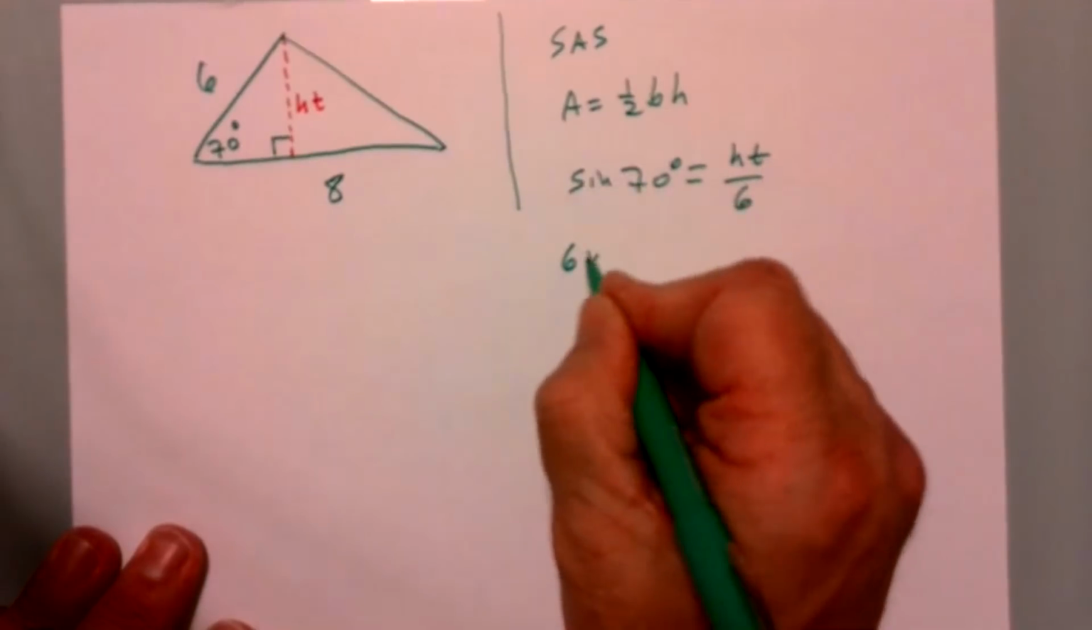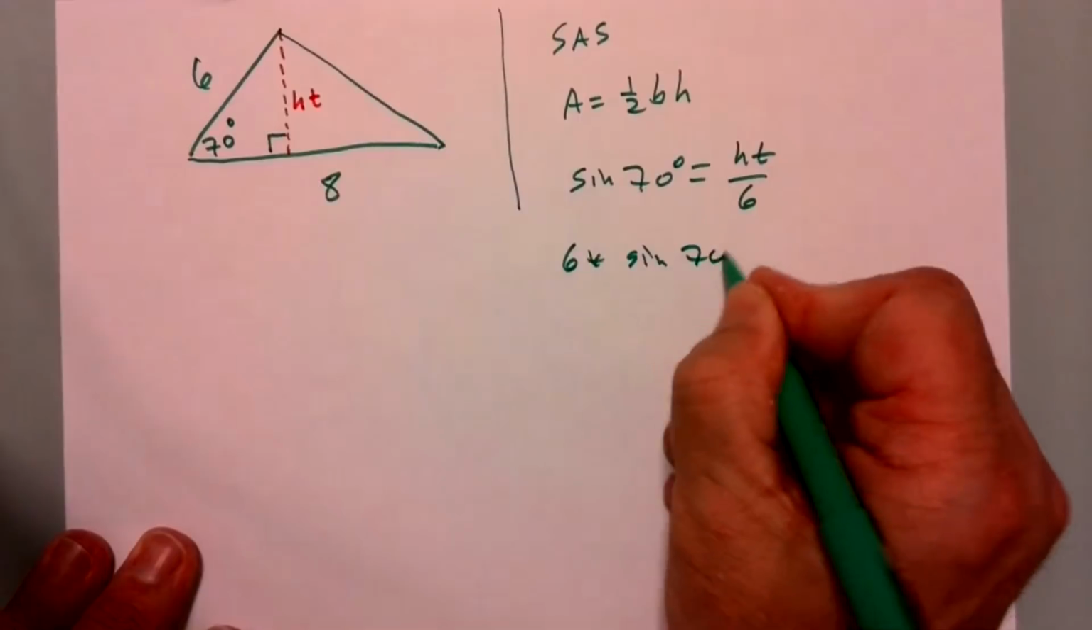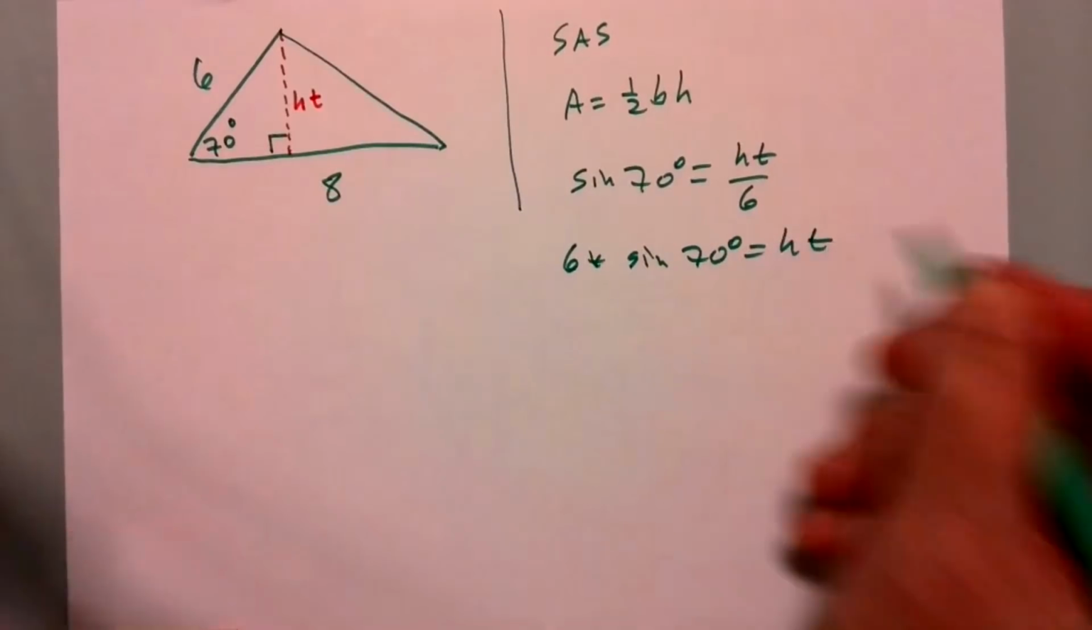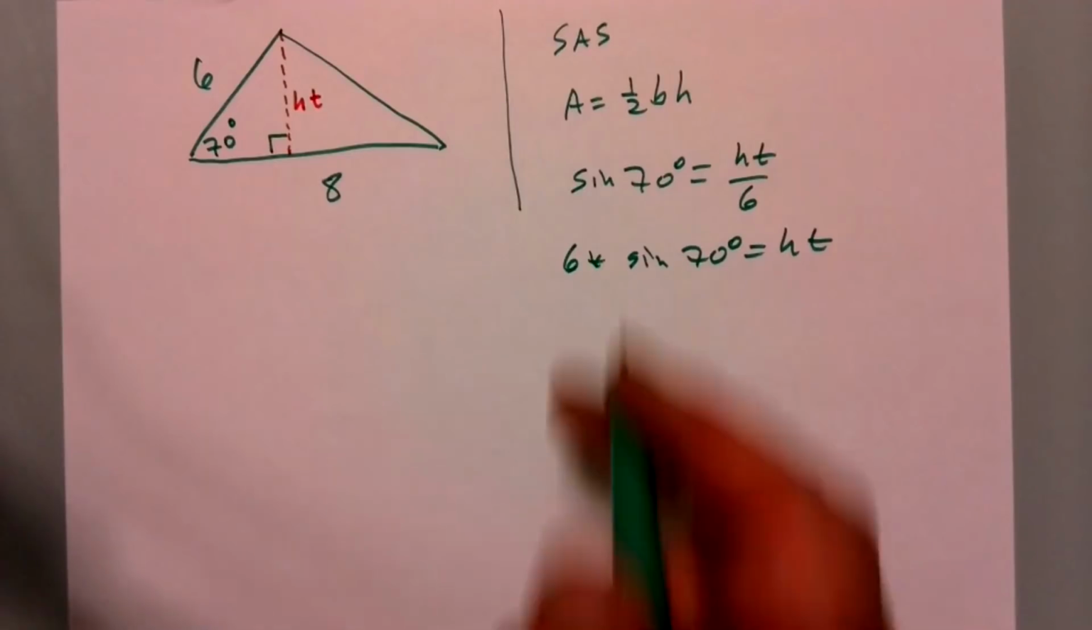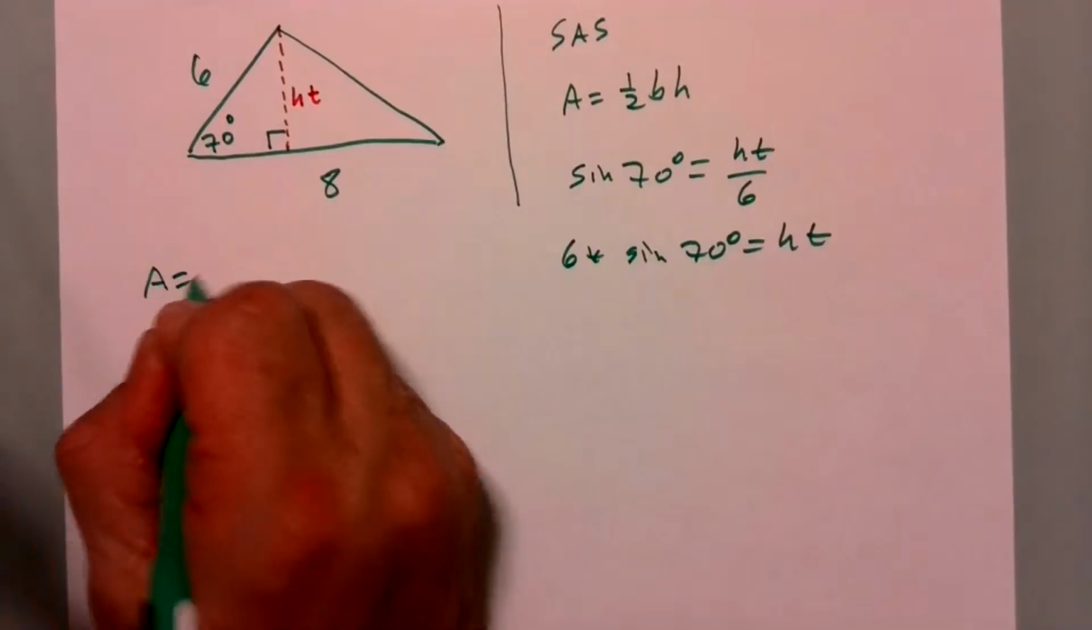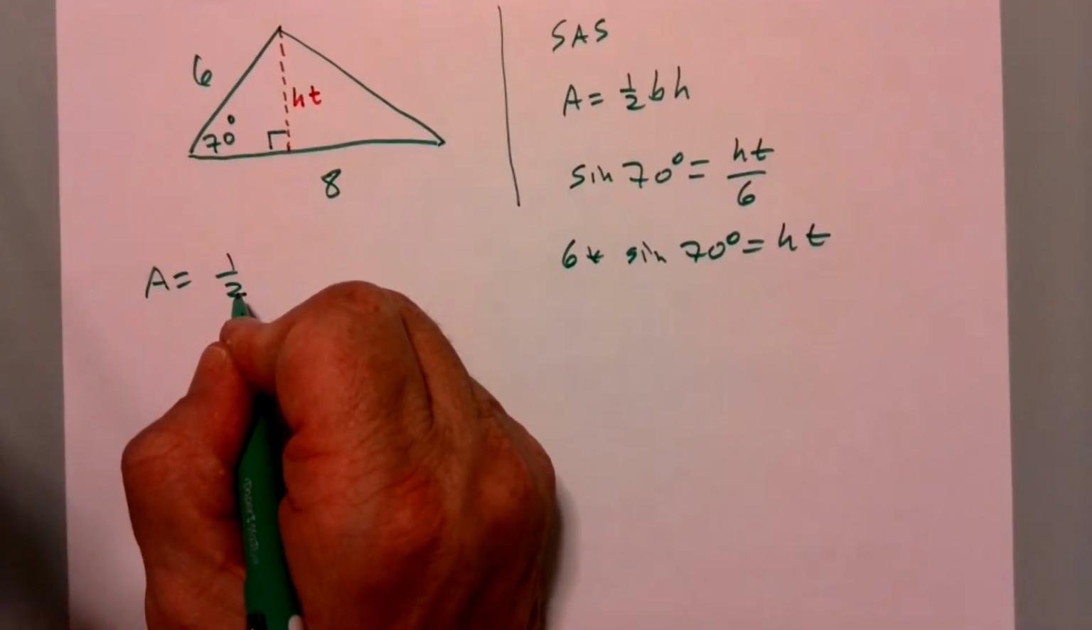So 6 times the sine of 70 degrees is the height. Well, that's nice. But where do we go next after that? We recognize, as I set up here, that the area is 1/2 base times height.